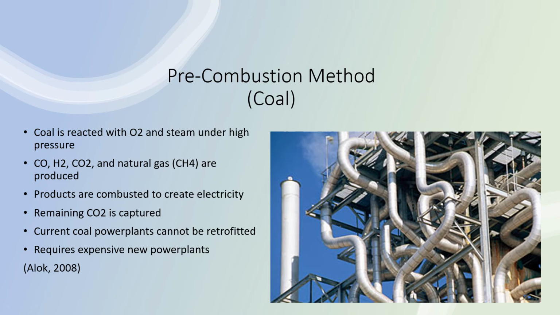And the pre-combustion method of carbon capture, which is really only used with coal. It's where coal is reacted with O2 and steam under high pressure. Carbon monoxide, hydrogen gas, CO2, and natural gas are produced. They call this syngas. You may have heard of it before. These products are combusted to create electricity, and the remaining CO2 is captured. Current coal power plants cannot be retrofitted. These have to be new plants that are created, and they're very expensive compared to the old style of coal power plants. So that's one drawback.